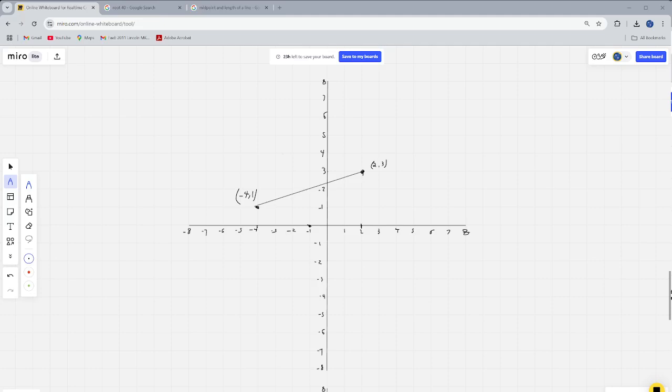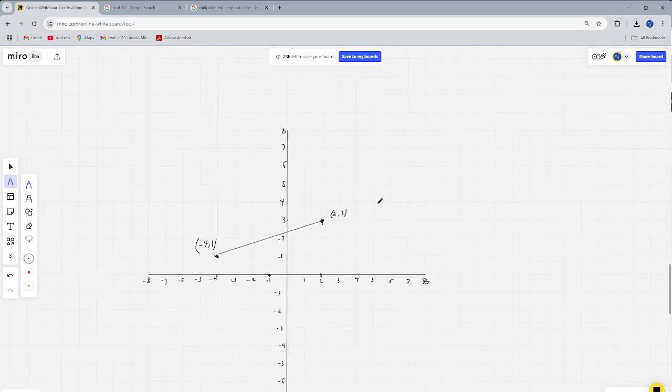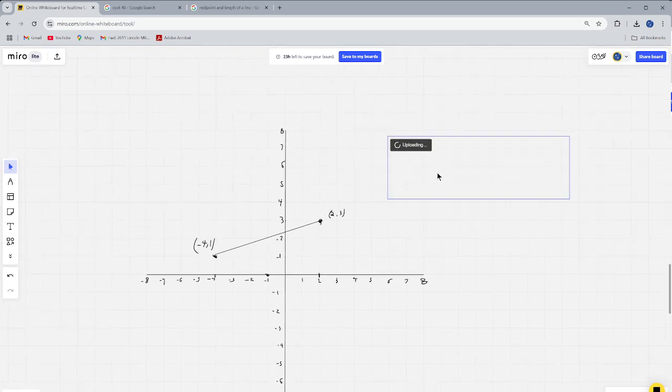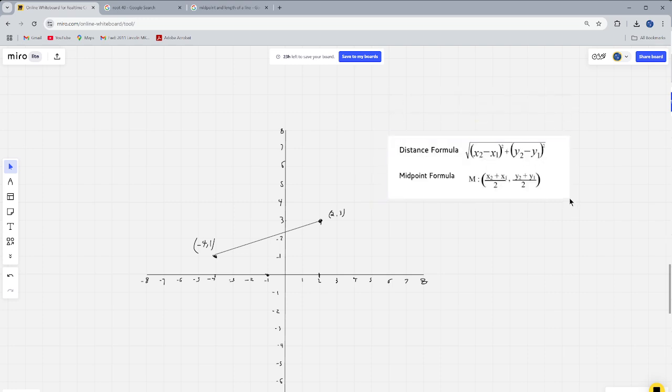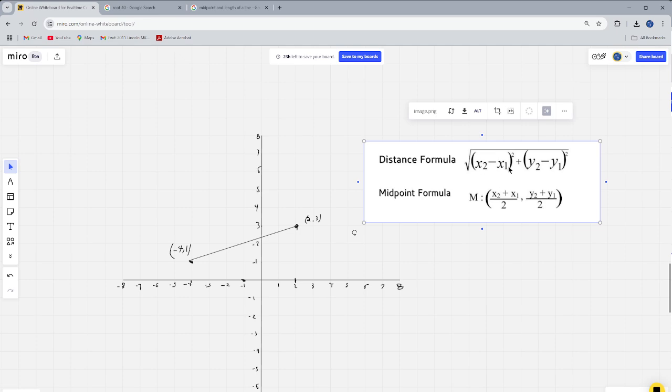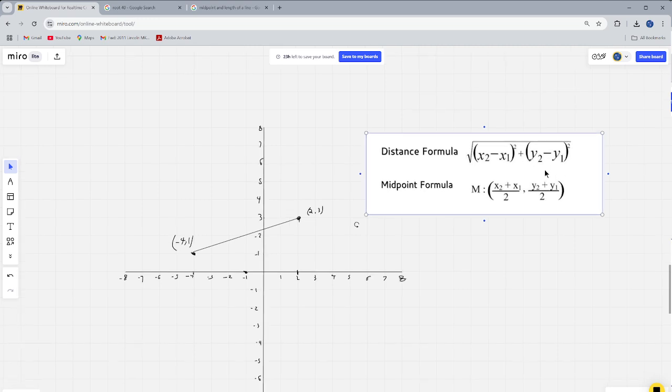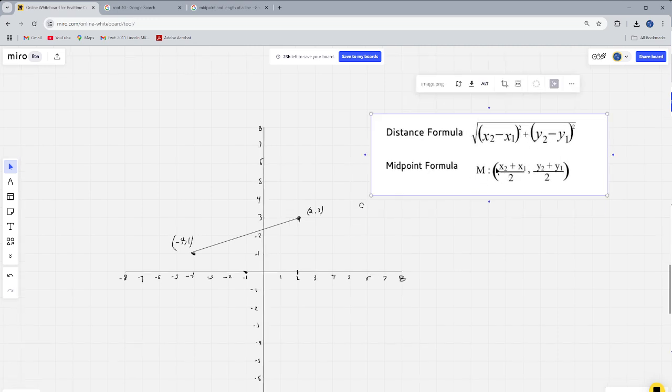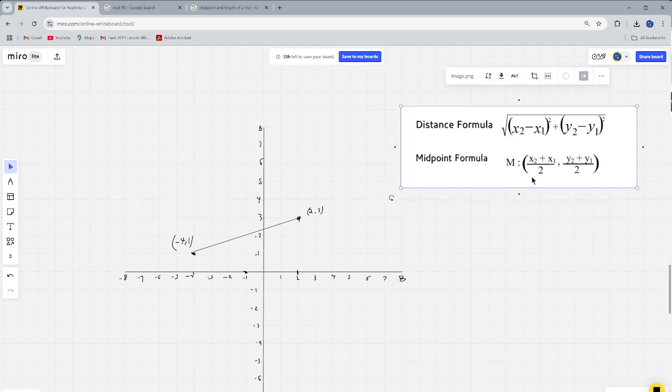Alrighty, today we are going to go over midpoint and length of a line segment. As we can see in our textbook, we're given these two formulas, where distance is equal to the square root of the difference of our x coordinates plus the difference of our y coordinates, squared. And midpoint is equal to you add your x coordinates divided by 2, and then you add your y coordinates divided by 2.